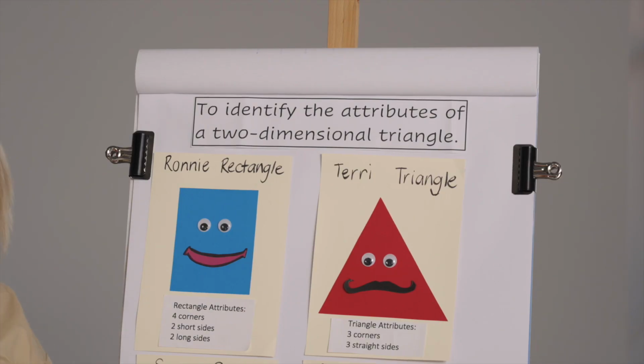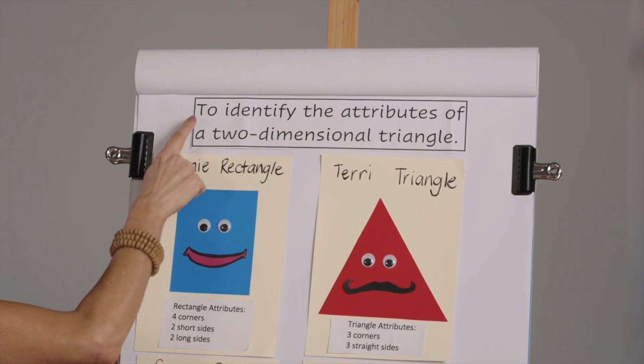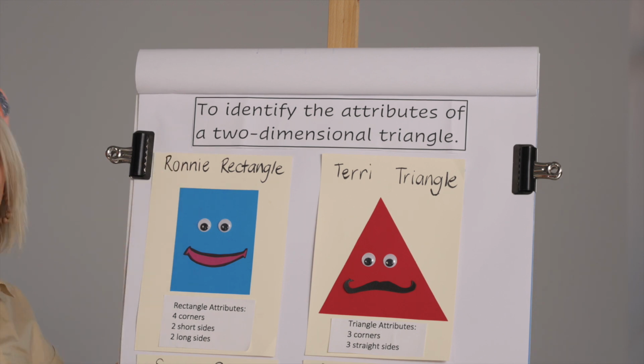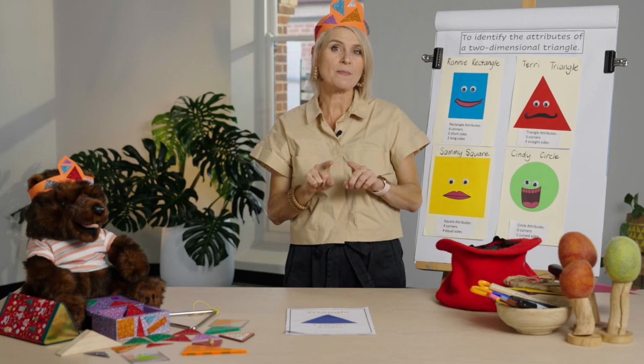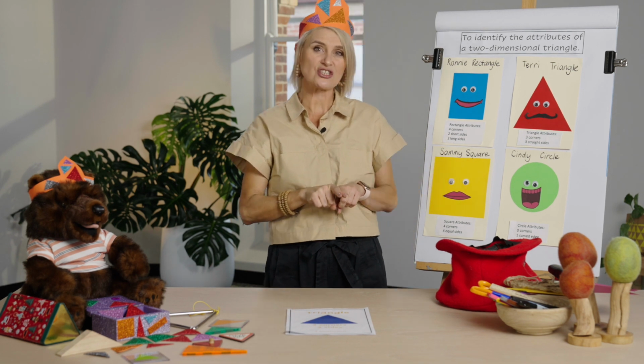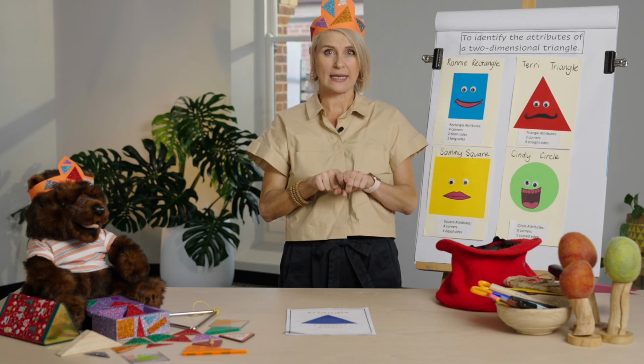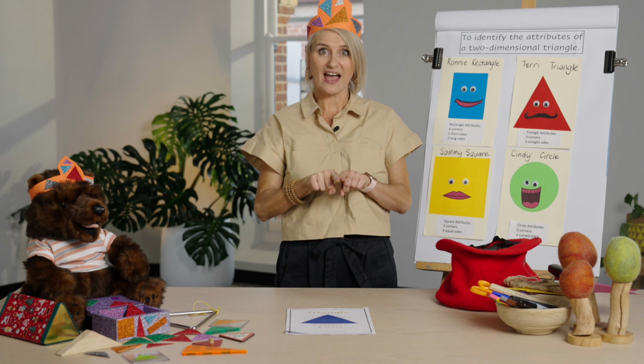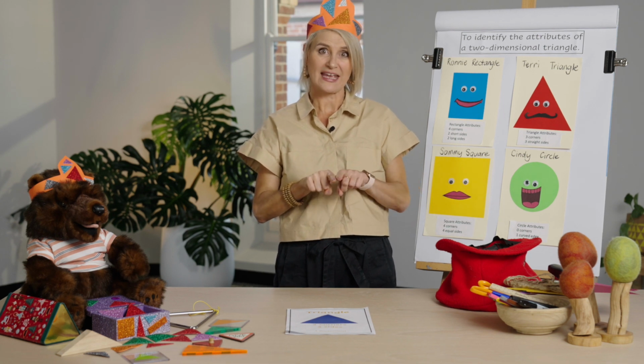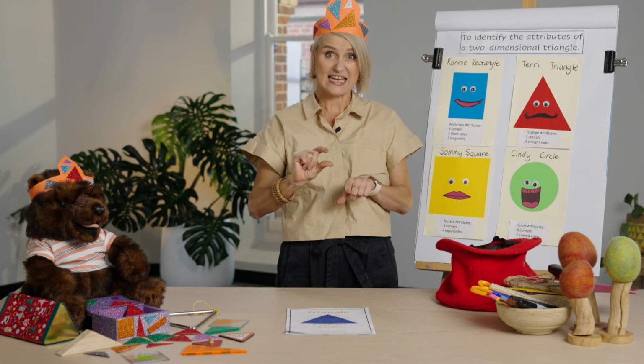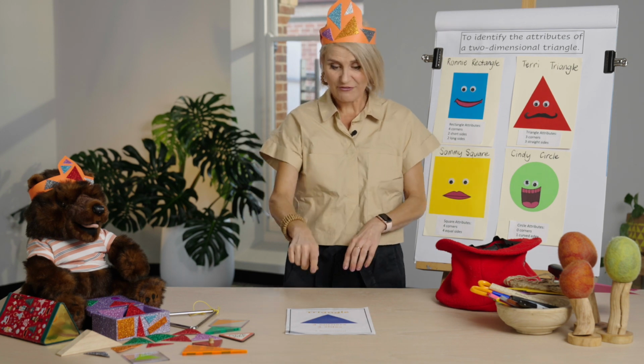The learning intention for today's lesson is to identify the attributes of a two-dimensional triangle. And remember, when we're talking about two-dimensional shapes, we're talking about shapes that have one dimension being the length and the other dimension being the width. It has not got any depth. It's flat.